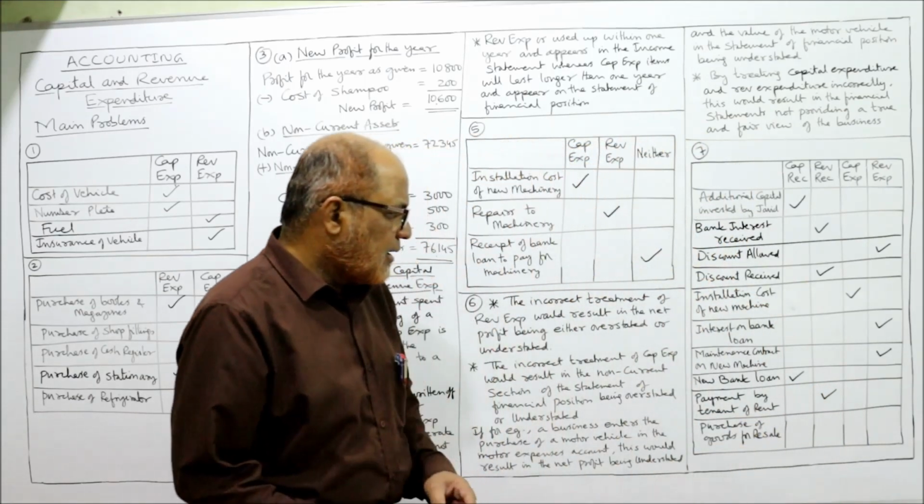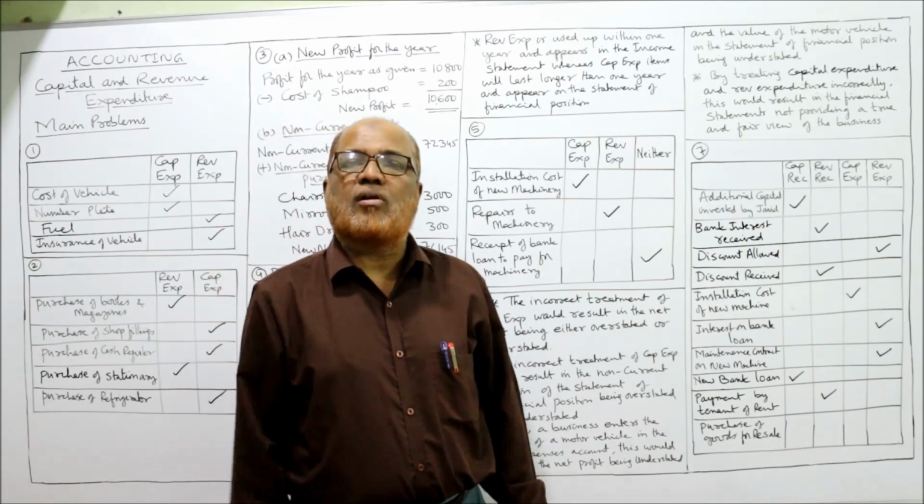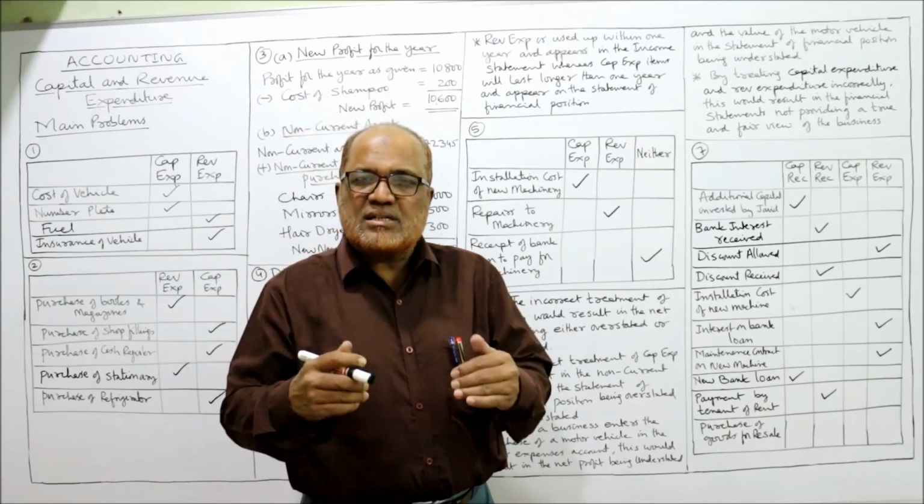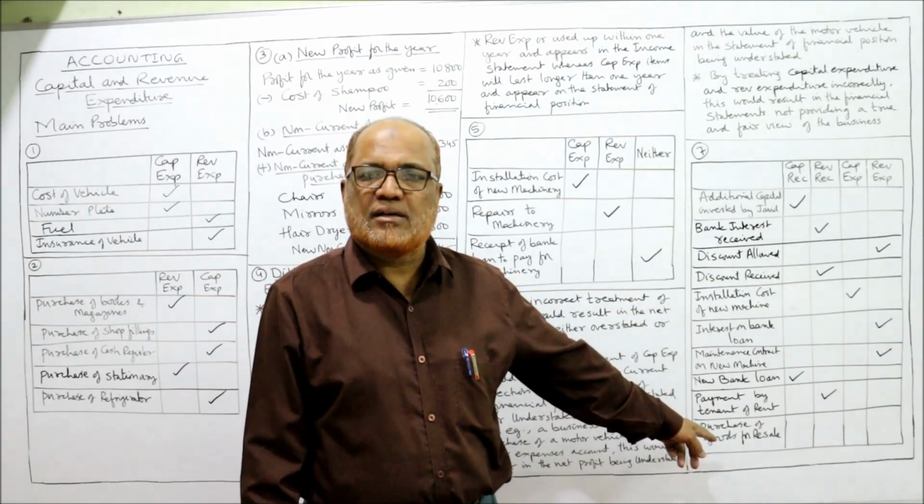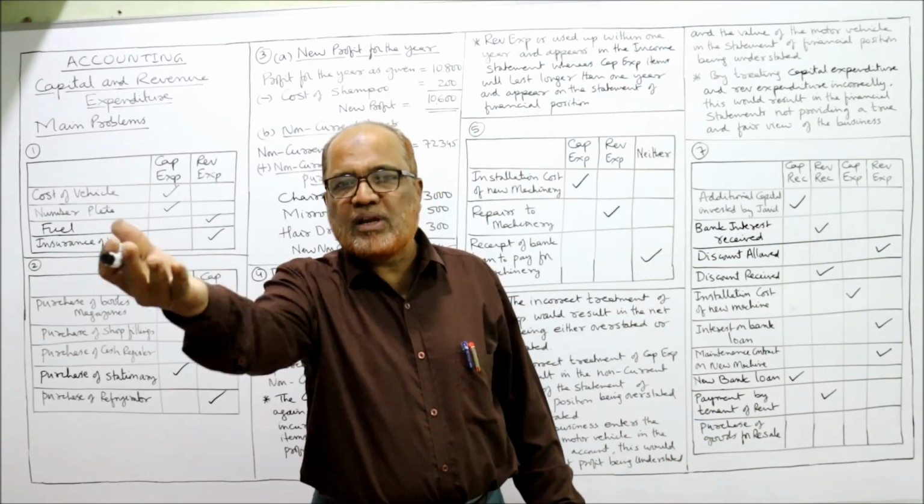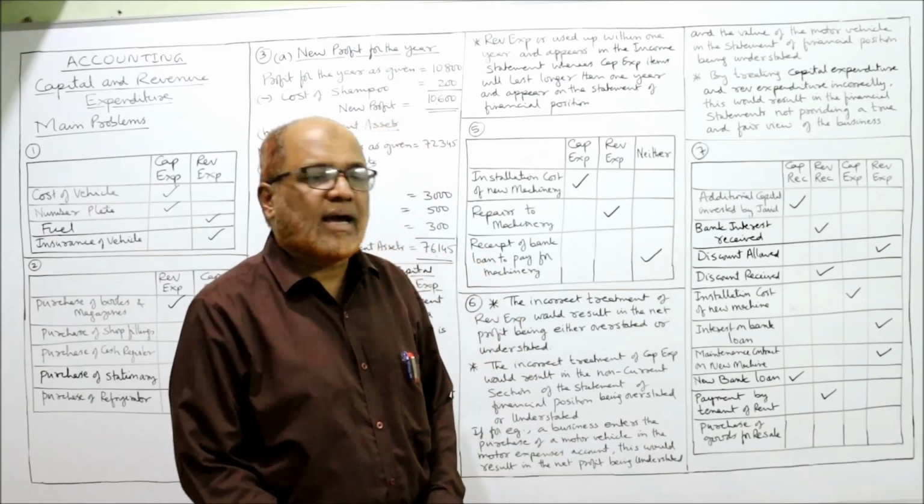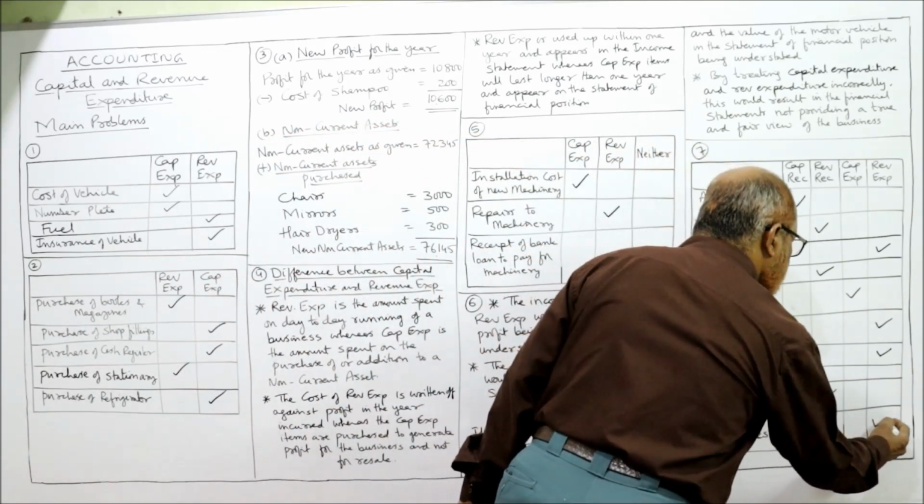Next, last and final, purchase of goods for resale. When we purchase goods, it's a revenue expenditure because it's not an asset. It's goods purchased for resale. It's a revenue expenditure.